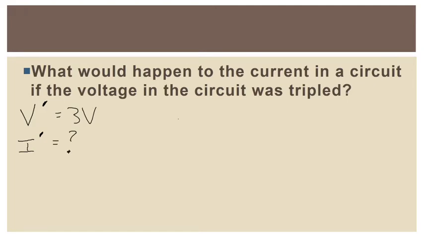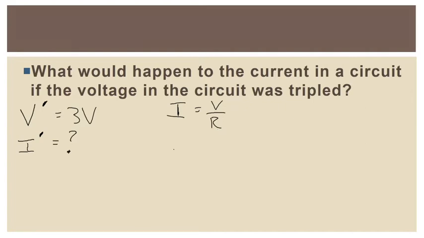Step 2 said to write down the original equation for the variable we're looking for. And so we write down I equals V over R. Now, it's important to realize here what we're saying by not including any primes in this equation is that whatever the old current was, again, we don't have to know it to answer this question, it was equal to whatever the old voltage was divided by whatever the old resistance was.